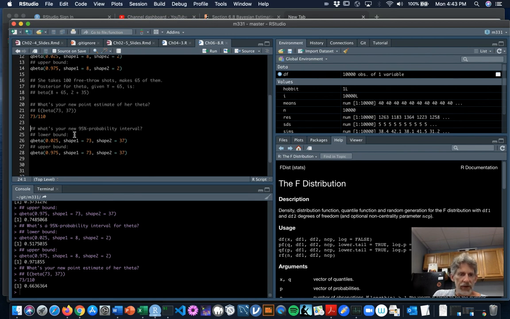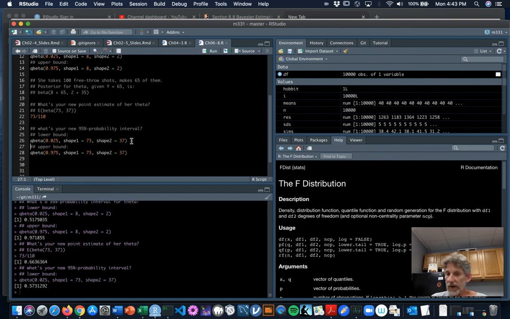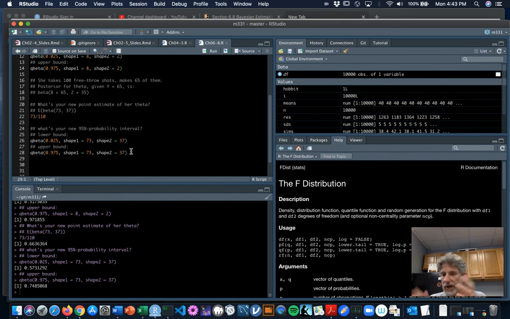Now, what's your new 95% probability interval? Well, the lower bound would be the qbeta 0.025 with the new parameters. I've got 57% now. Upper bound, 75%. 57% to 75% is a much narrower range than the original 52% to 97%. We're getting more sure of where her theta is because we have more data.